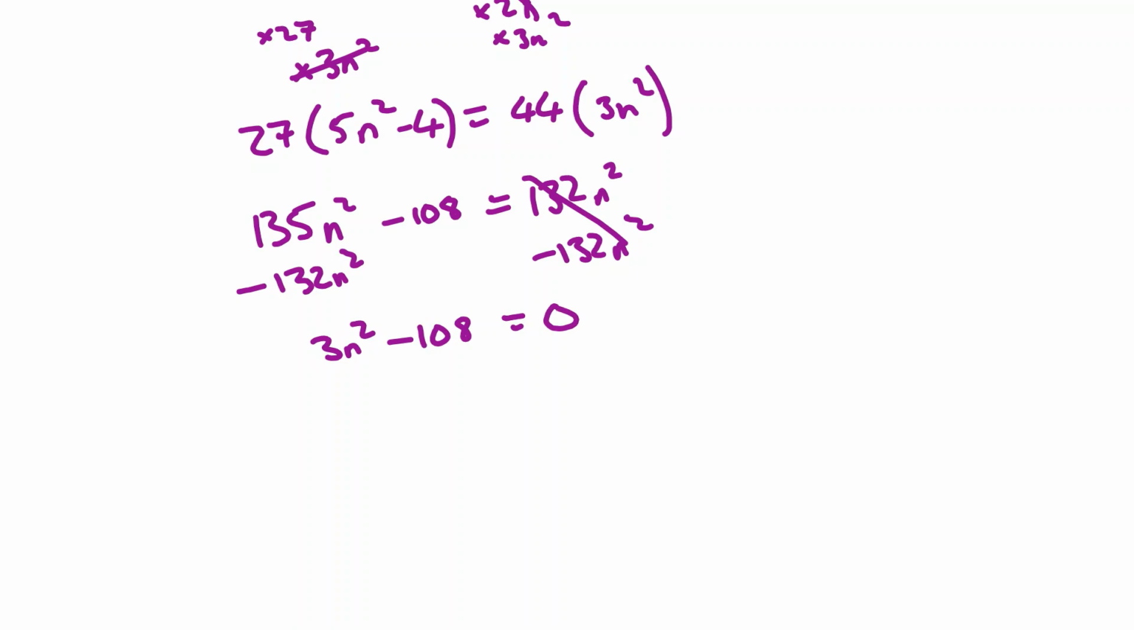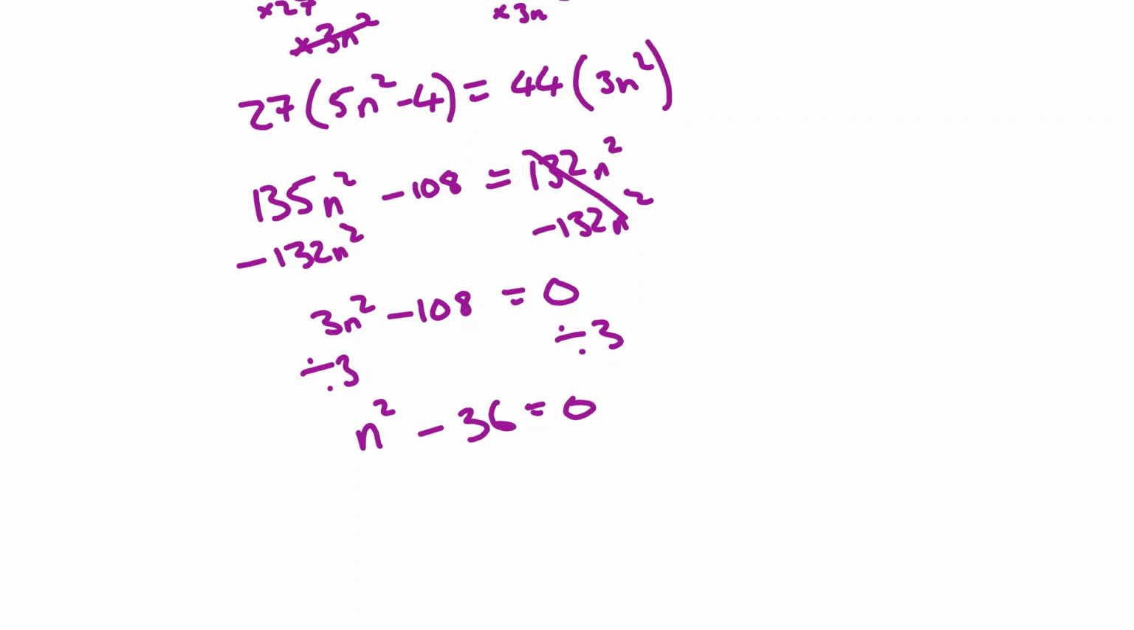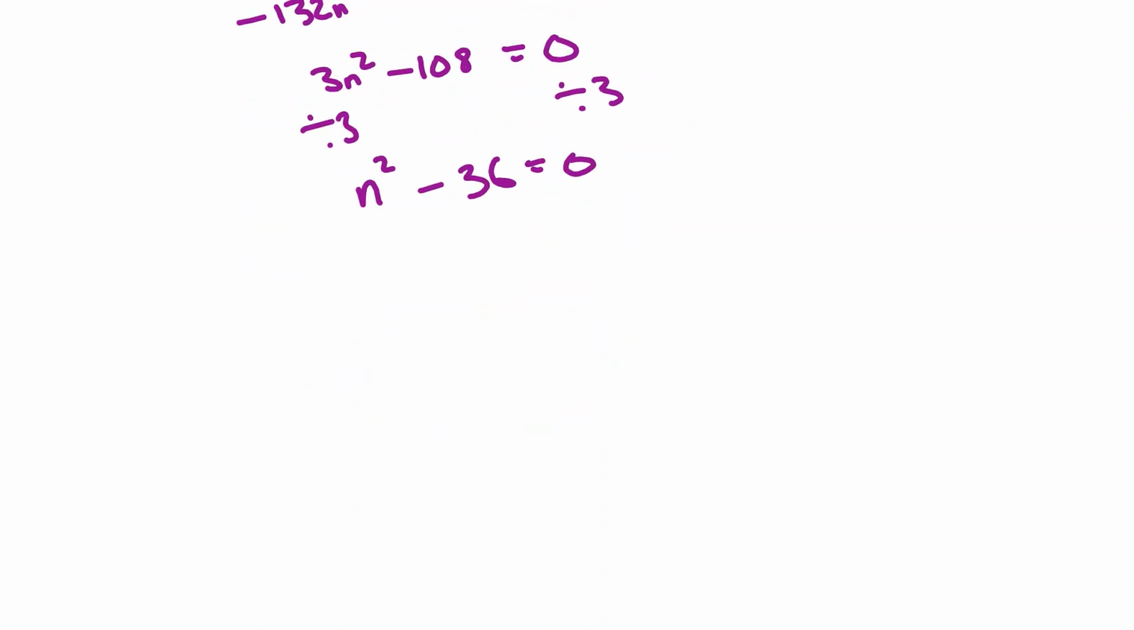Now, you could grab your calculators and put this into the quadratic formula, or try to factorize this. But I think I'm going to divide both sides by 3. That will get rid of the 3 in front of my n squared, and 108 divided by 3 is going to give me 36. So straight away I notice that here I've got to subtract 36, so subtract a square number. So I'm just going to add 36 to both sides. So n squared is 36, and then square root both sides.